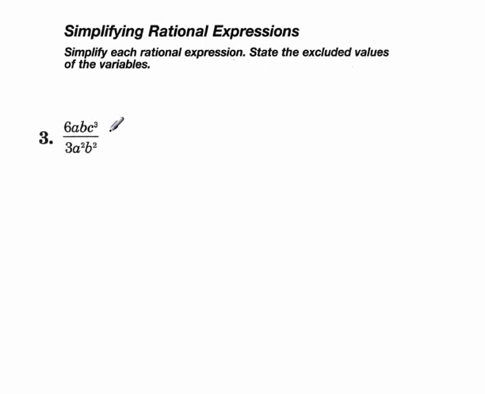A slightly longer version of this problem is number 3. Simplify your coefficients first. So you have 6 over 3. That's the same as 6 divided by 3, which would be 2. And the 2 would be in the numerator. You have 2 a's on the bottom. That's a to the second power. And you have 1 a on top.